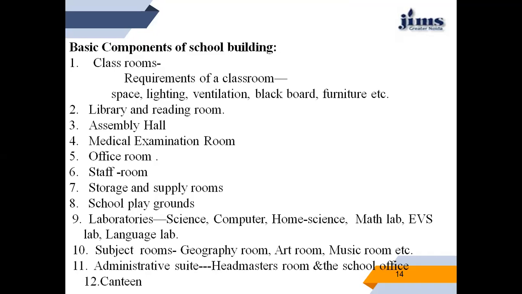Attached to the headmaster's room should be the school's office. This is the controlling place for the effective organization of the total school program. So it should be centrally located to serve as a good coordinating center for the school. It should be as near to the headmaster's office as far as possible. The office should be provided with all the necessary equipment.